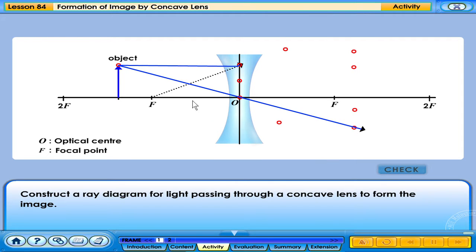That's not right. Please try again. Your answer is incorrect. This is the correct answer.